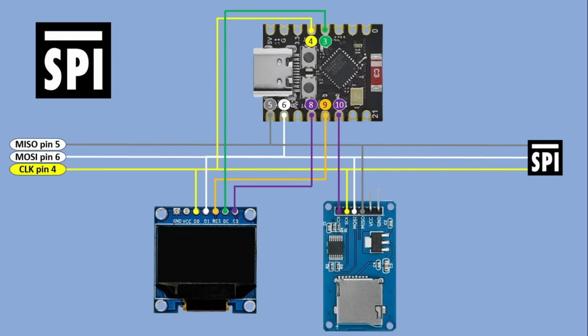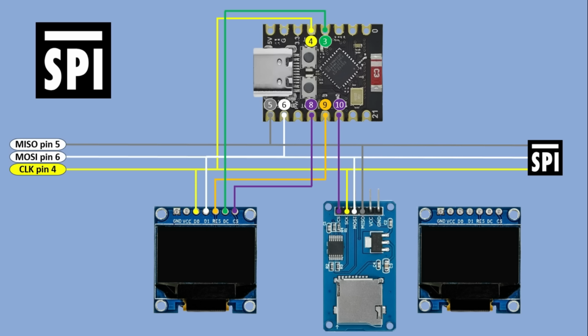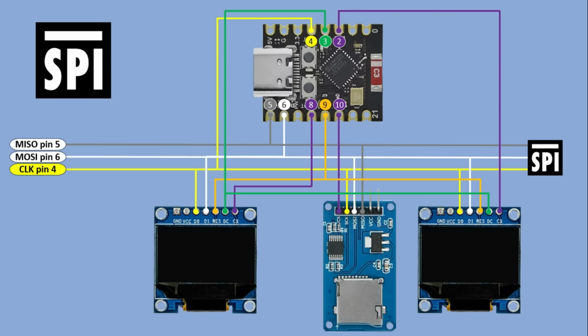If we look at the SPI diagram, you can see that we can easily add another OLED display. We connect it to clock and MOSI lines of the bus, share the reset and DC connections with the first display, and then connect chip select pin to any other available digital pin. By declaring the second display in the code using this new chip select pin, we should in theory be able to work with two displays.